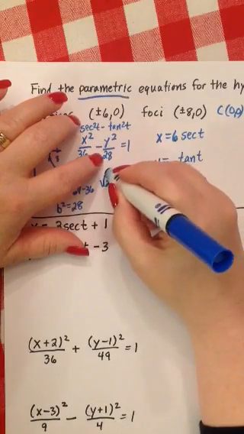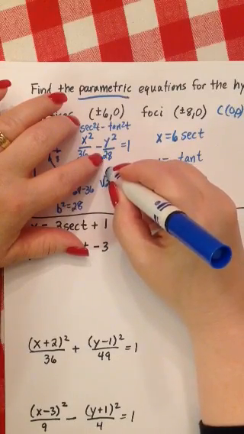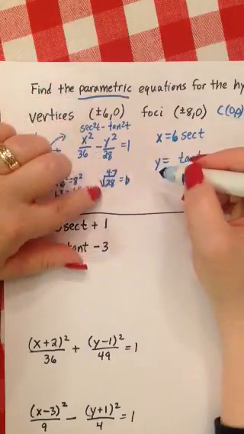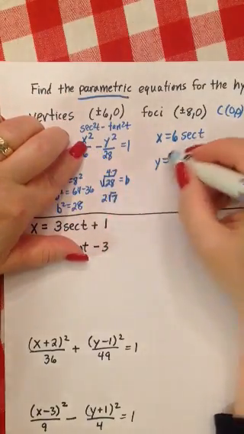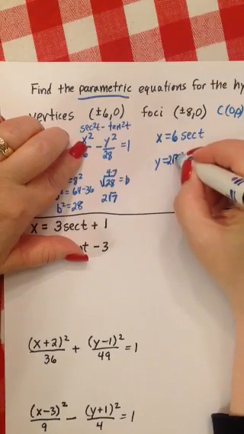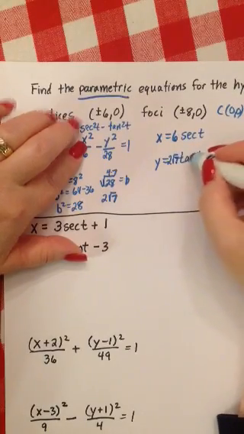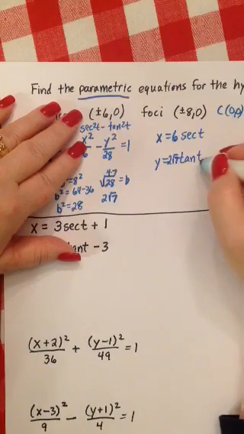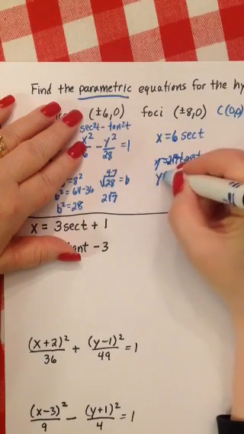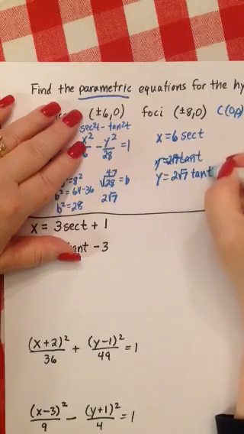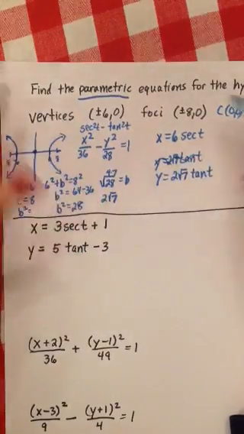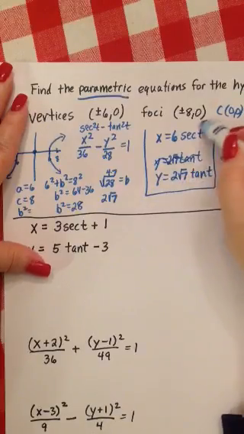Does that simplify any? Well, since 28 is 4 times 7, the square root of 28 is actually 2 root 7. So we'll write 2 root 7. Sorry, that kind of came out squishy there. 2 root 7 tangent t. How about I rewrite it? y is equal to 2 root 7 tangent of t. And there are your parametric equations, all done.